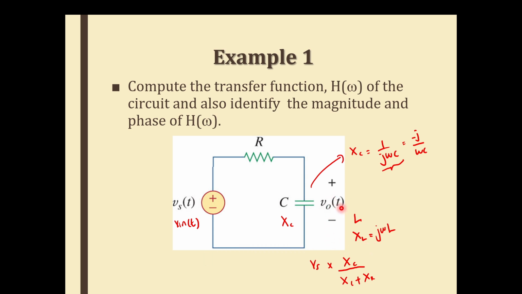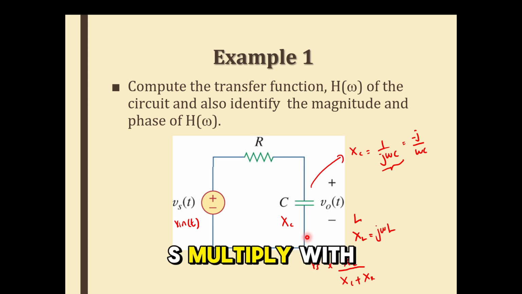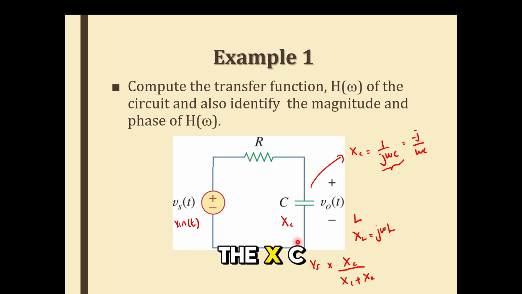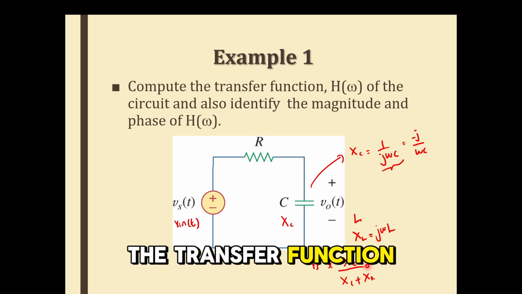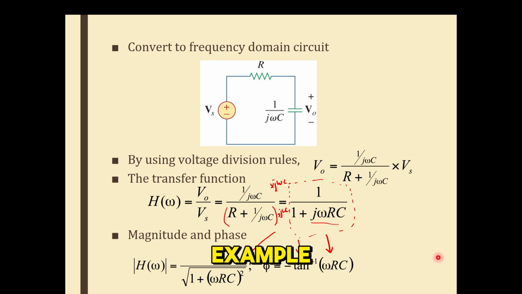And Vout can be written as Vs multiplied by Xc divided by the total impedance available here, where Xc plus Xr can be written like that. So Vout over Vs is actually Xc over Xc plus Xr. So this is actually the transfer function of this particular example I just explained.